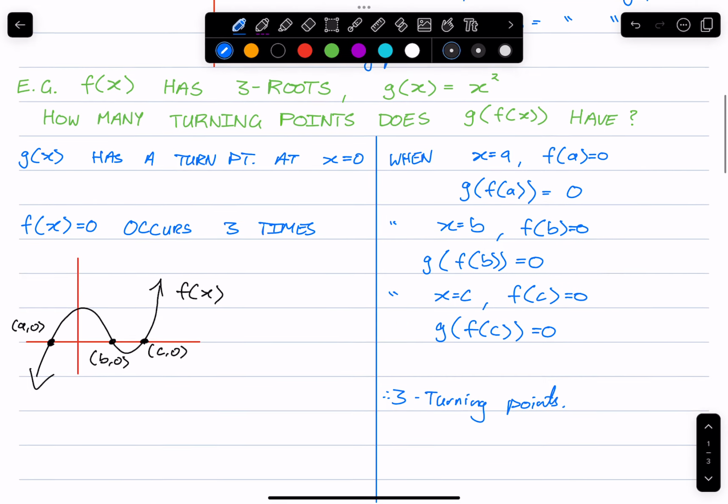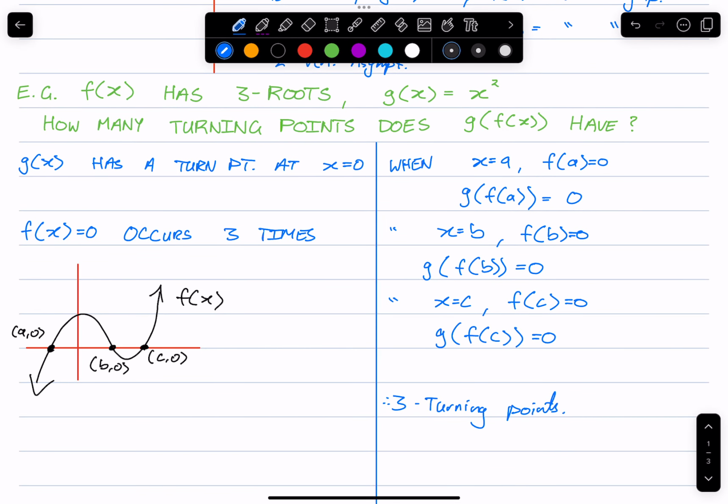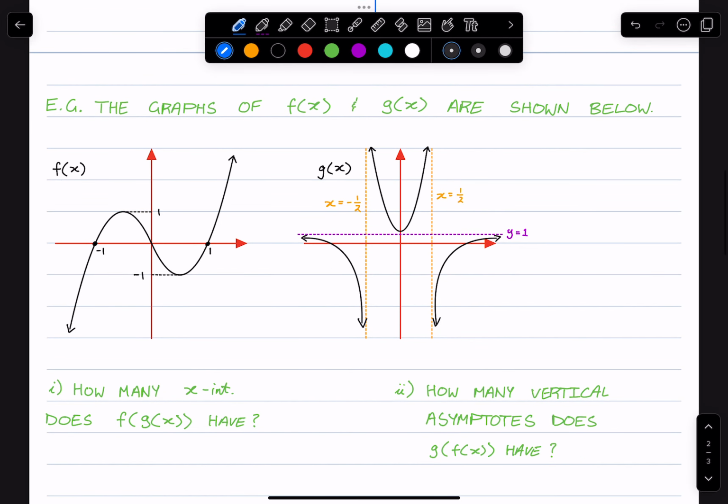So I hope that gave you an insight into further composition of functions. I will see you in the next video when we look through this last example here.